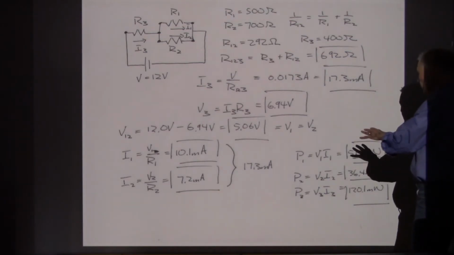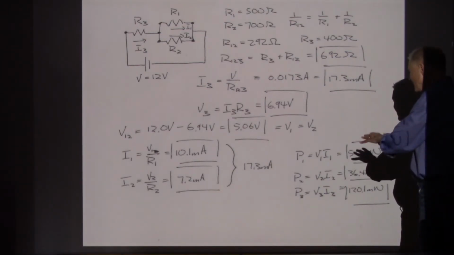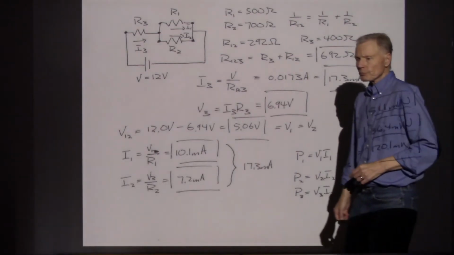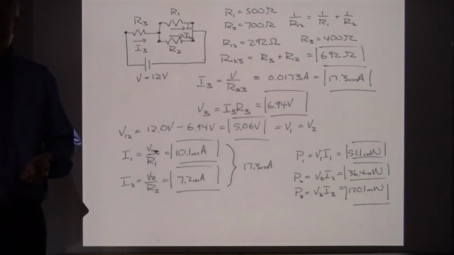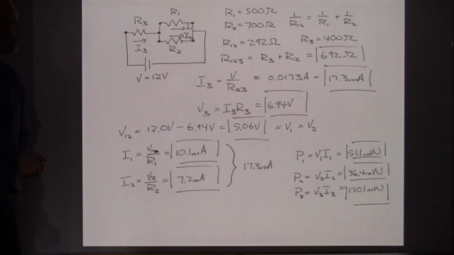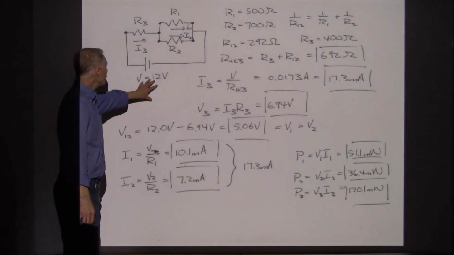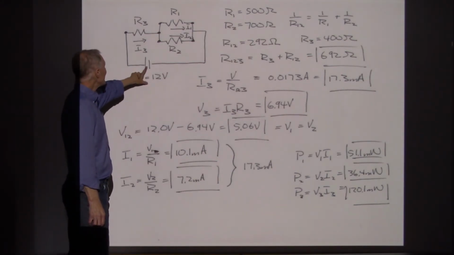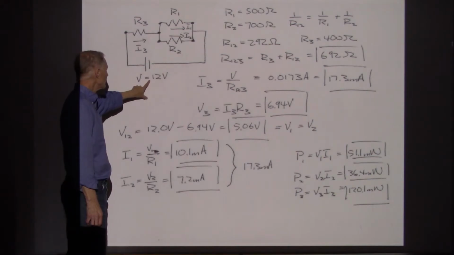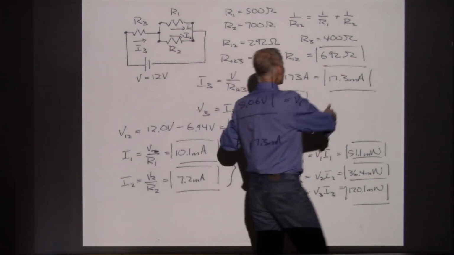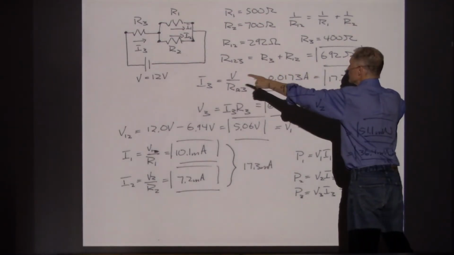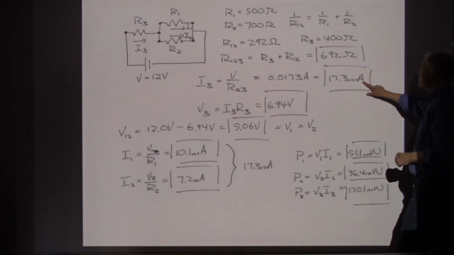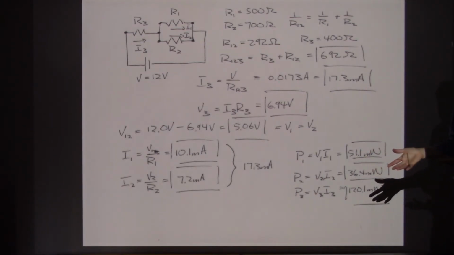Now, the rate at which energy is going into the resistors should match the rate at which energy is being provided from the battery. And for the battery, I can take the 12 volts and multiply by the current. The current going through the battery is 17.3 milliamps. So if I take the 12 volts times the 17.3 milliamps, that will tell me the rate at which energy is being provided by the battery.